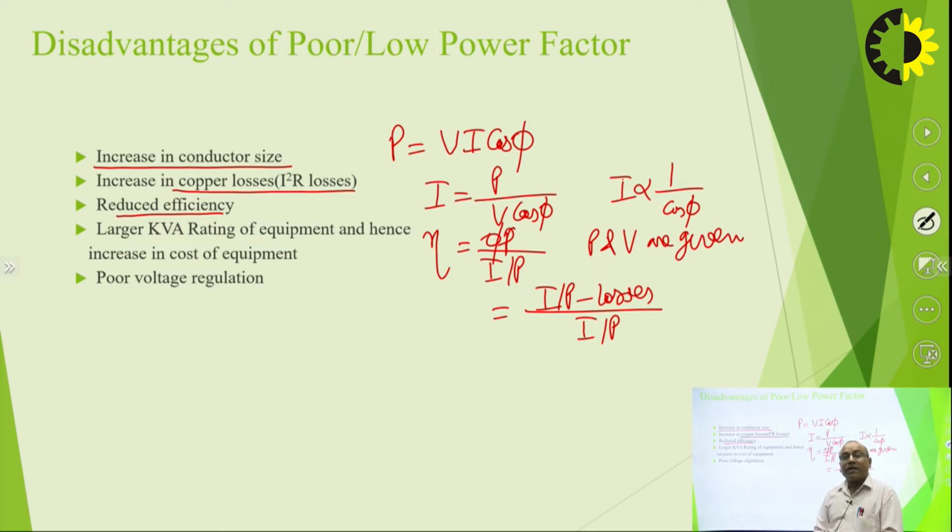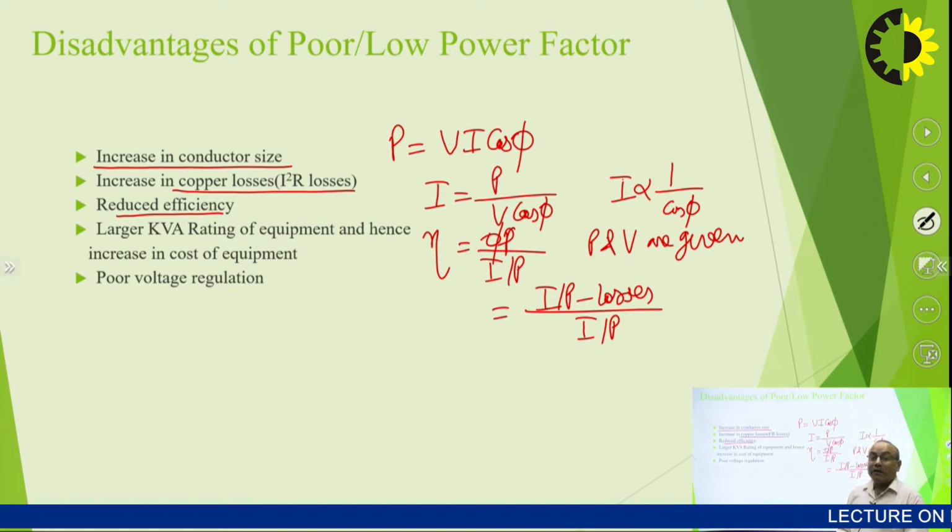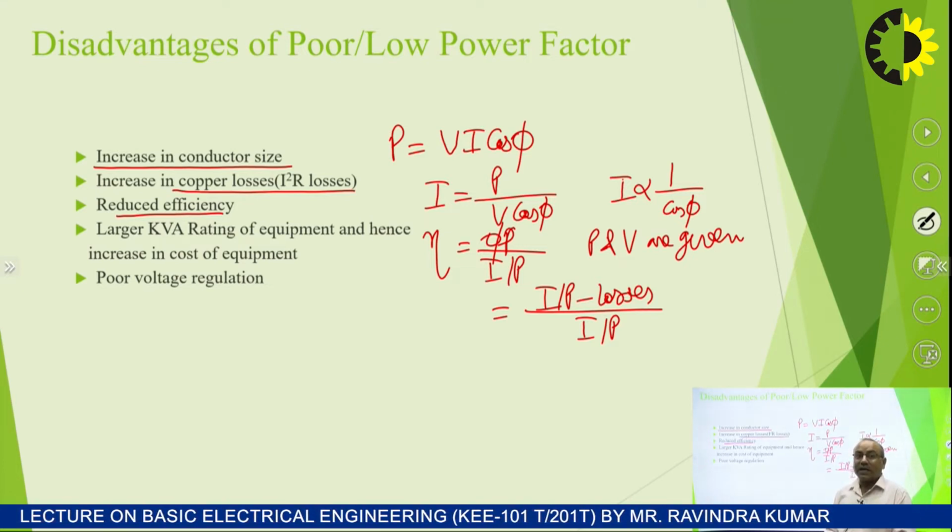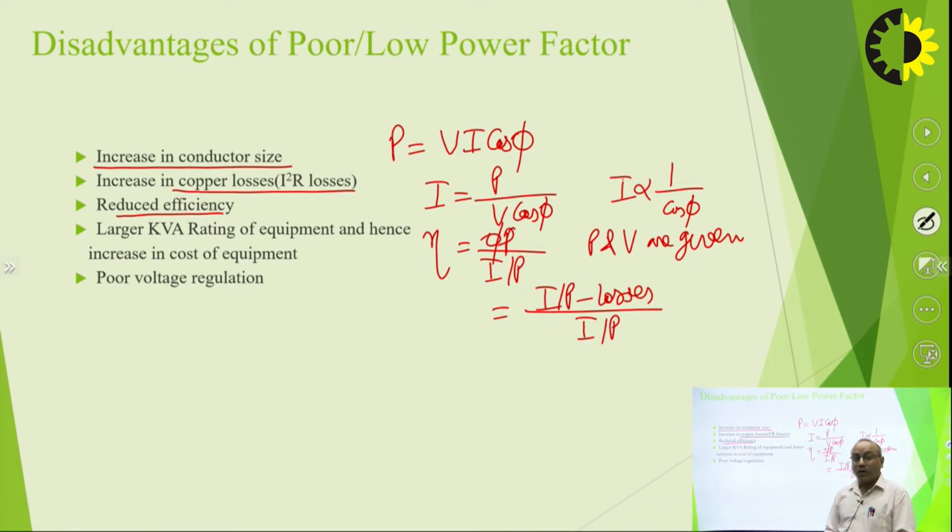Plus one more thing we can see, in the first point we have seen increase in the conductor size due to poor power factor. So it will affect the economy also, since for increase in the conductor size, the cost of the conductor will increase and it will affect the economy also. So all these are the problems or the issues due to poor power factor.